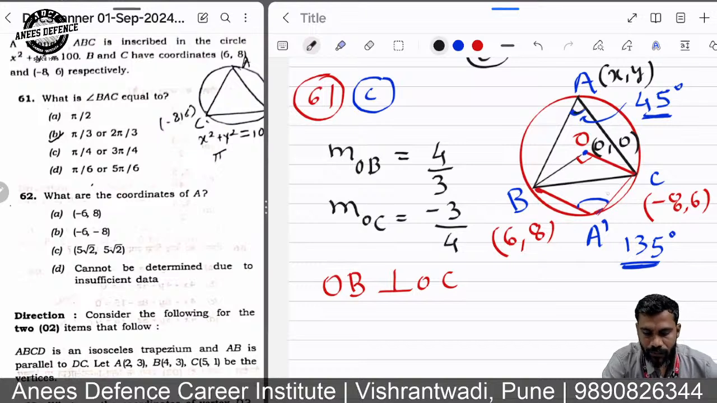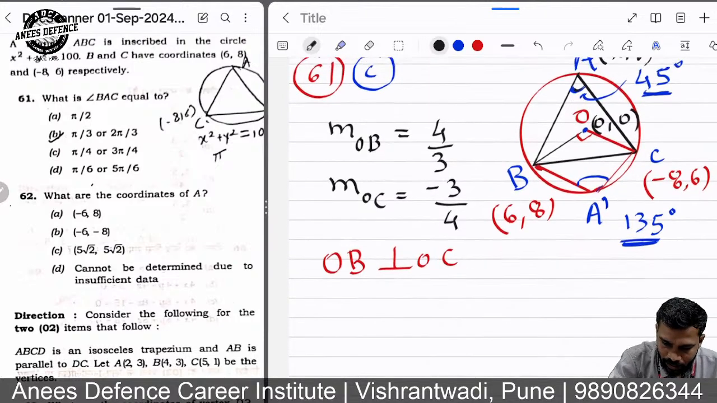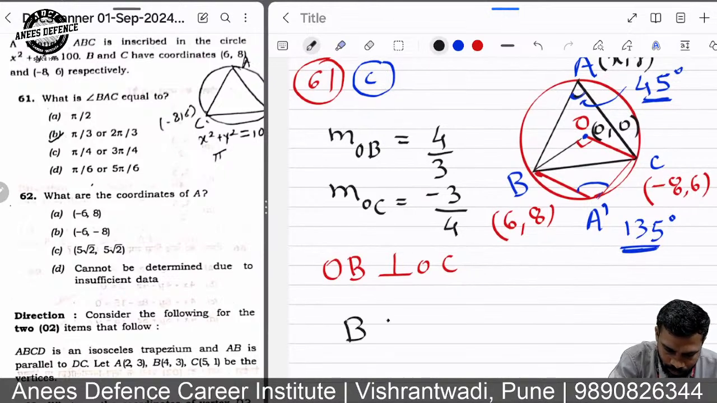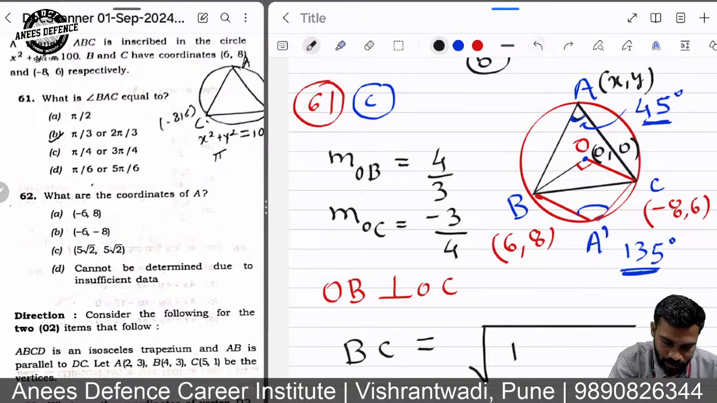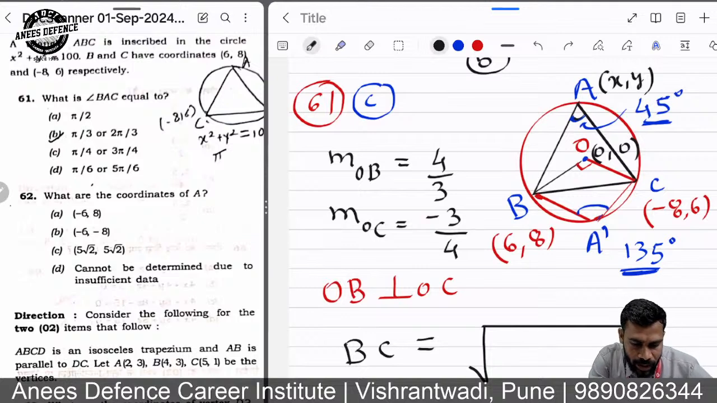We know that we can find out the length of the side BC, right? So BC will be, you can use the distance formula, right? So 6 minus 8 whole square will be 16, or 8 plus 6. Or we can go by slope as well, right? See, the slope of AB and slope of AC. OB is perpendicular to OC, we already have, right?